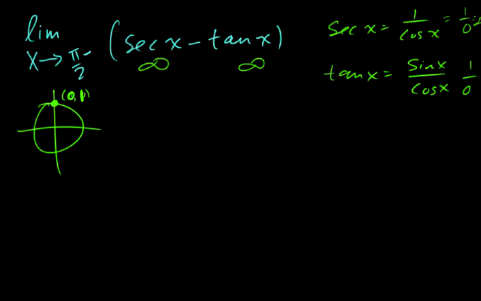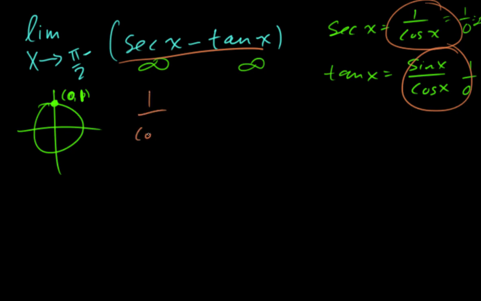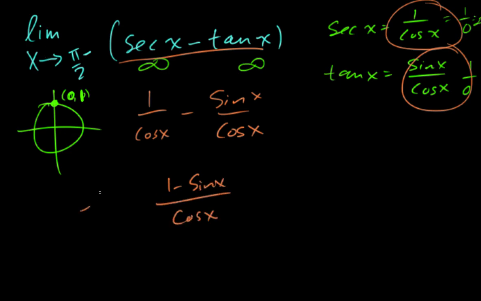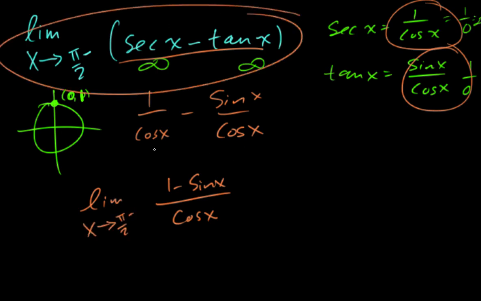So what we're going to do is replace these with these and turn it into a quotient to see if we still get infinity over infinity or 0 over 0. So if I do 1 over cosine x minus sine x over cosine x, we can just combine those. They already have common denominators. Okay, and so we can take the limit, and this is the exact same as this.